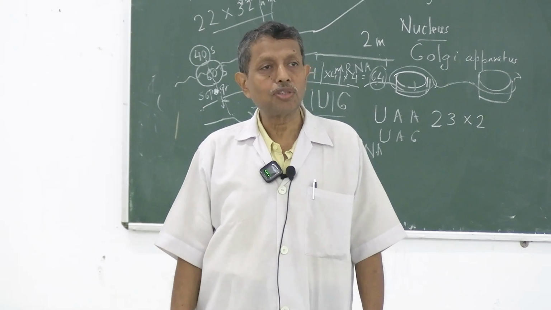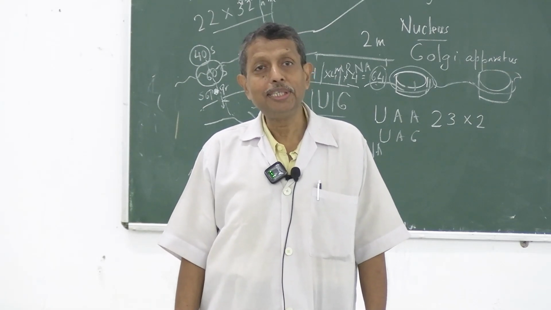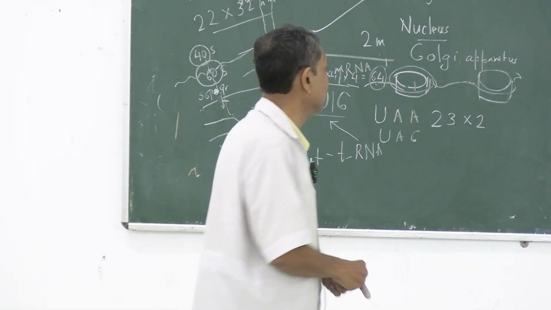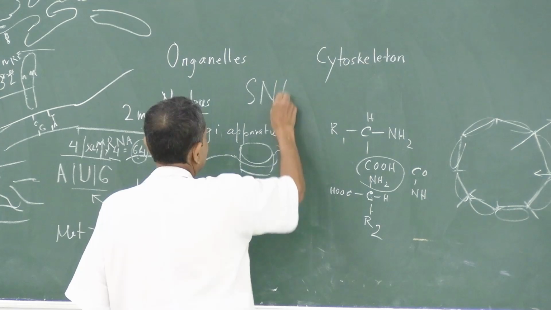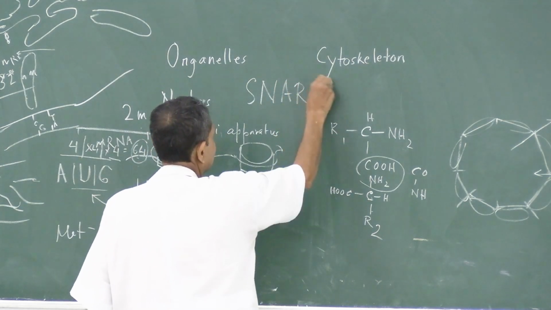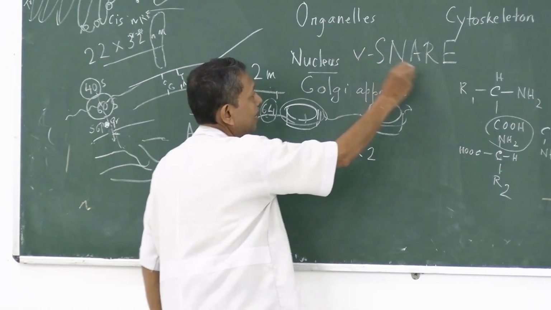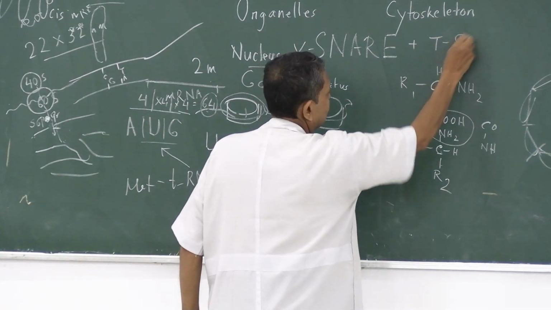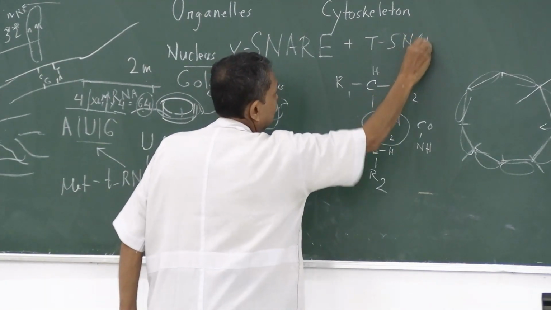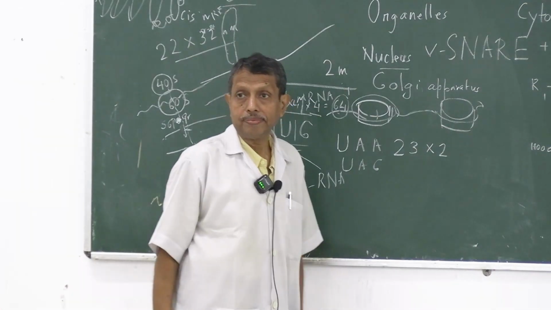It is an interesting story. There are SNARE proteins: V-SNARE, T-SNARE. V-SNARE, the vesicle SNARE, unites with the T-SNARE, the target SNARE, at the final destination in this way.